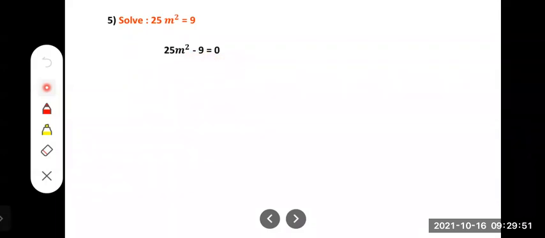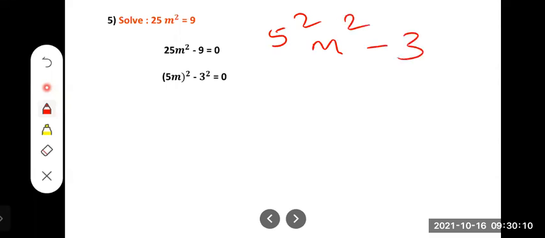Okay, students. Now you see here 25m square is there, minus. And next one, this 25, can we write it as 5 square? And m square is there, minus 9. Can we write it as 3 square? Okay.